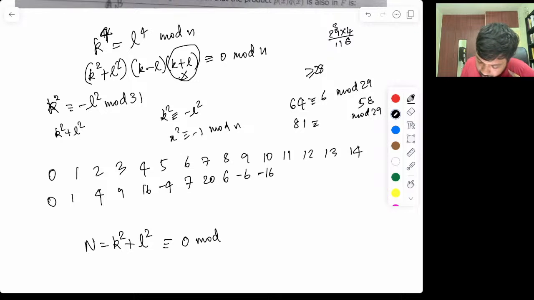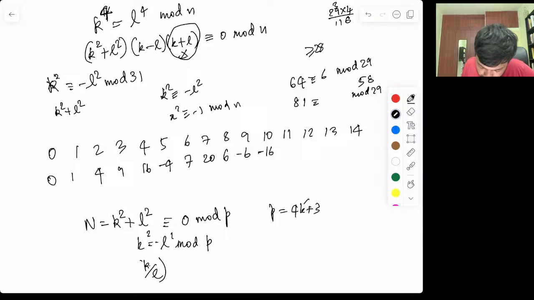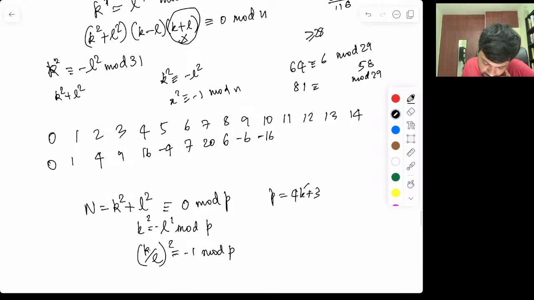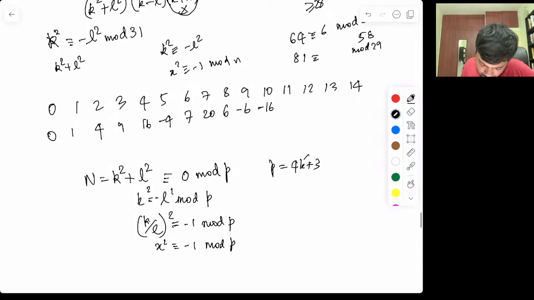mod p, and p is of the form 4k plus 3, then k square is minus L square mod p, and this will give k by L square is minus 1 mod p. You can divide by L because it's modulo p, and all non-zero numbers are invertible. So you'll get a solution to x square is minus 1 mod p. Now p minus 1 is even, so you can raise it to the power p minus 1 by 2. But p minus 1 by 2 is an odd number.